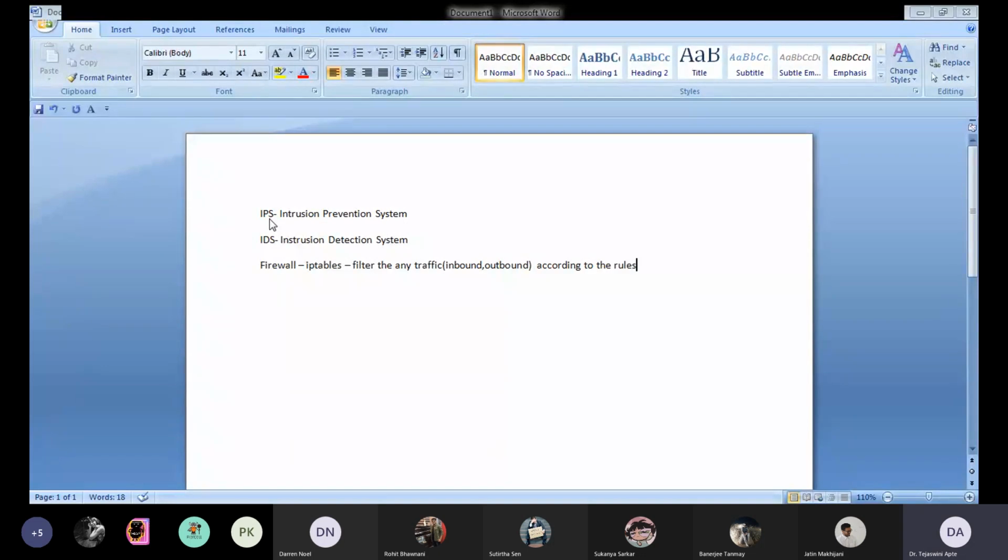Now, the second is going to be the IPS, or you can say the intrusion prevention system. It's a prevention system. Okay? Prevention system means the objective is that somewhere it is going to prevent, or somewhere it is going to stop, the malicious traffic. So malicious traffic is being stopped. It is going to be with the prevention system.